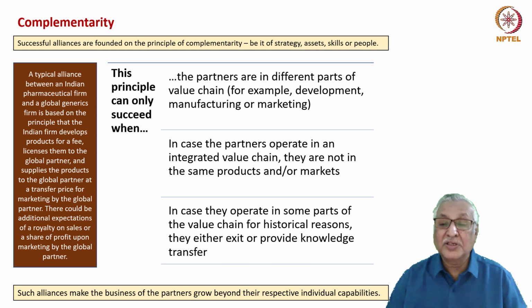In case the partners operate in an integrated value chain, they will not be in the same products and or markets, therefore. And in case they operate in some parts of the value chain for historical reasons, they either exit such chain parts or provide knowledge transfer. Such alliances, which are founded on complementarity, make the business of the partners grow beyond their respective individual capabilities and competencies. This is the principle of complementarity.